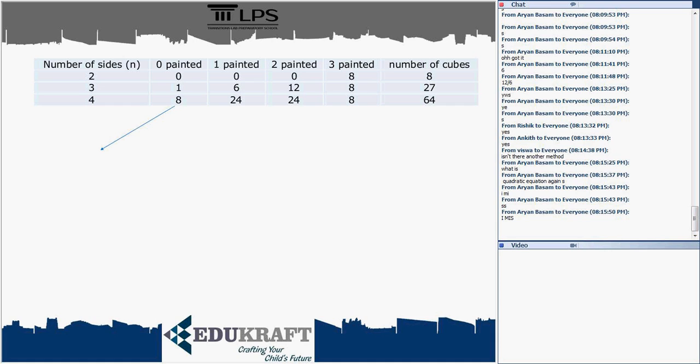So what are 1, 8? Because if I do 1 cube, I get 1, and if I do 2 cube, I will get 8. This is the whole cube. The general expression is n minus 2, the whole cube. When I substitute 2 in place of n, I get this result.